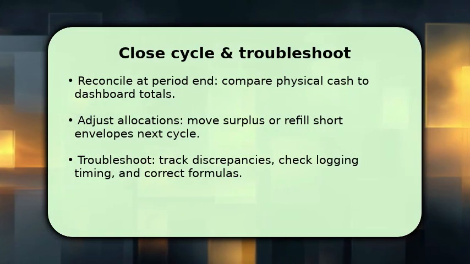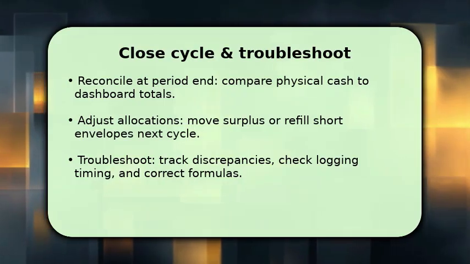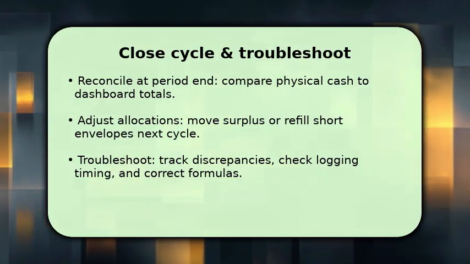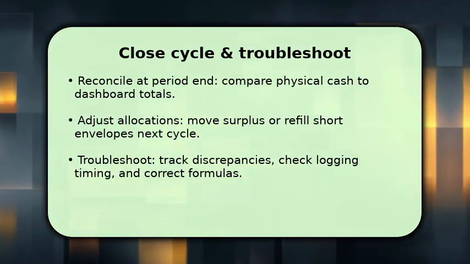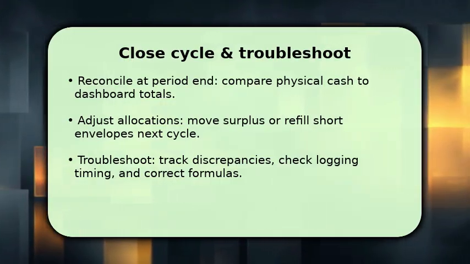You finish periods by reconciling cash and dashboard totals, which confirms the system's accuracy. Count envelopes or review digital balances, then transfer surpluses to savings or refill short envelopes before the next cycle.